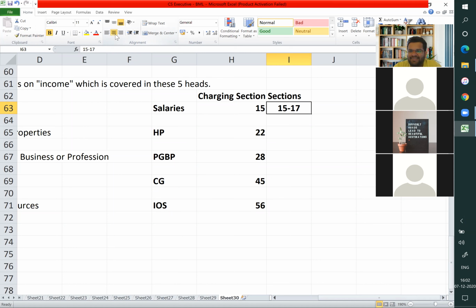Rinku, got it? This also we are going to study section wise. House property 22 to 27. So you will nicely understand the flow of this also. That day you had asked me the question. 28 to 44 is PGBP. Capital gain is 45 to 55. And 56 to 59 is income from other sources.